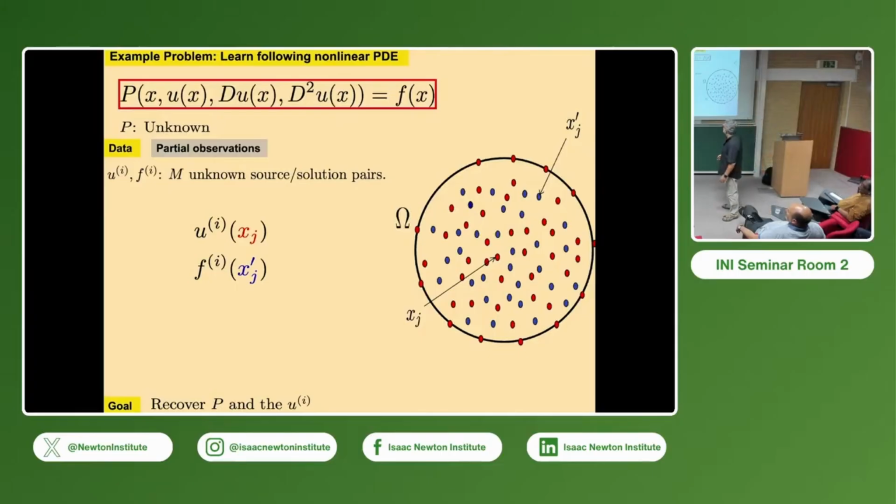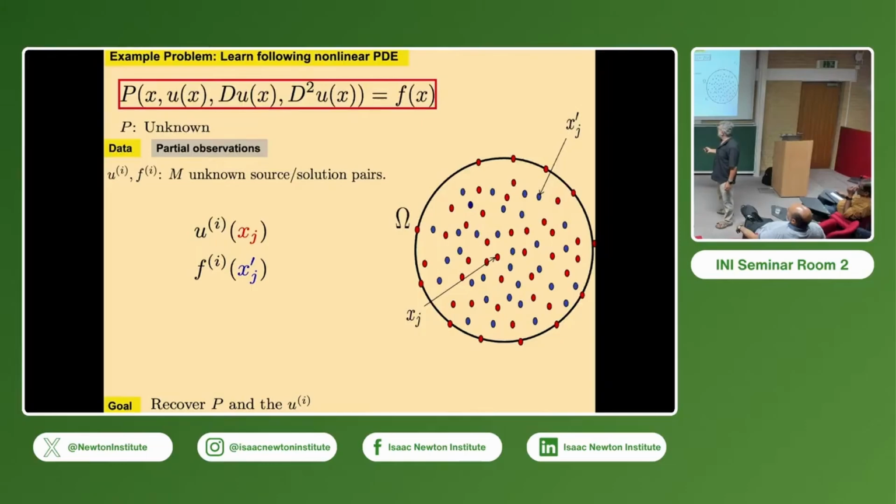Xj is an observed point, and X prime j is a synthetic point. What is the difference between Xj and X prime j? They're just points within the domain in which you have defined your PDE. They're arbitrary points at this stage.